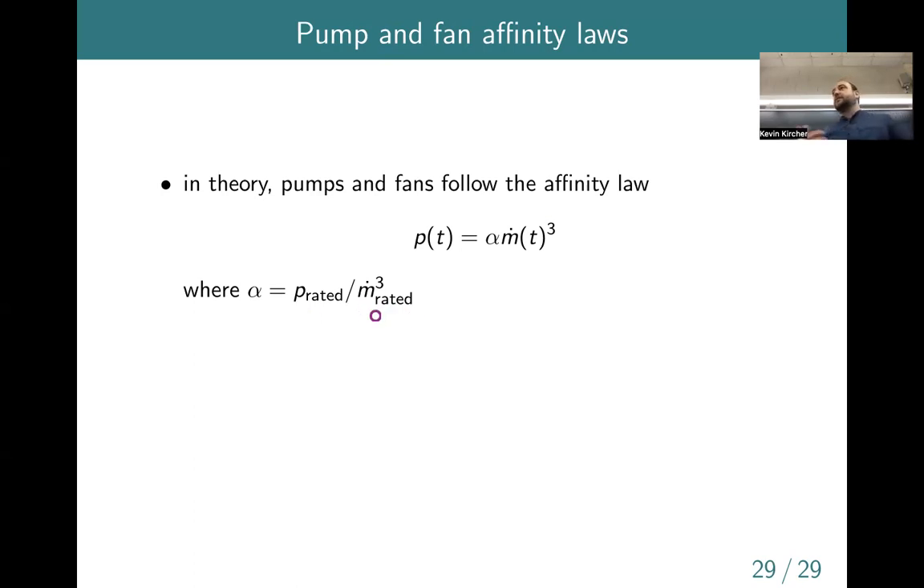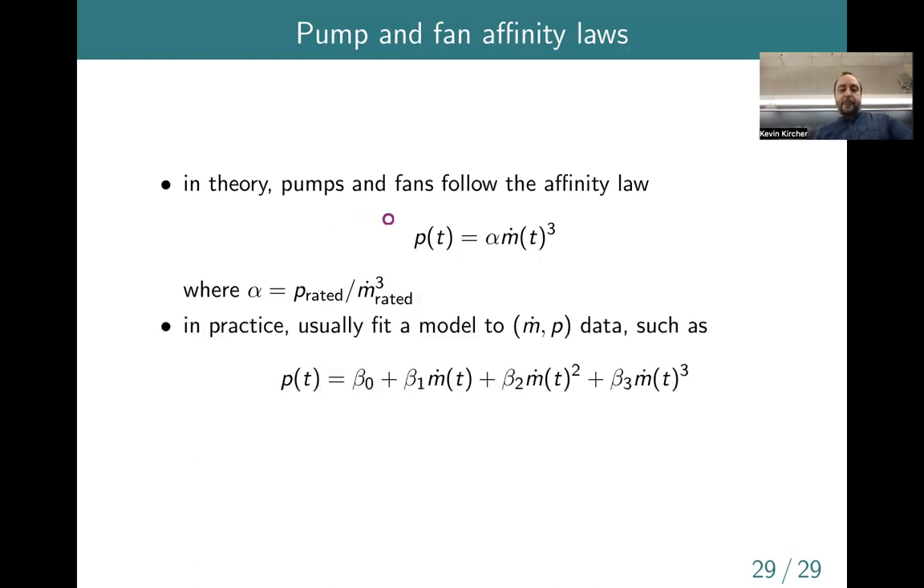So for a residential fan, for example, you might look at a spec sheet from a manufacturer and say, this fan is rated for 1200 CFM, cubic feet per minute. And at that rated flow, it uses 700 watts. And then you take the ratio of those two, the 700 watts divided by the CFM, which is a volumetric flow rate, that's a V dot, multiply it by density to convert it to an M dot, and then do a bunch of unit conversions. And then that would give you this alpha here. And this cubic affinity law works both for fans and for pumps.